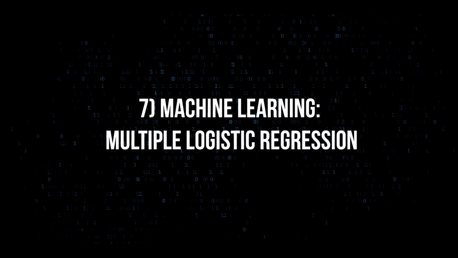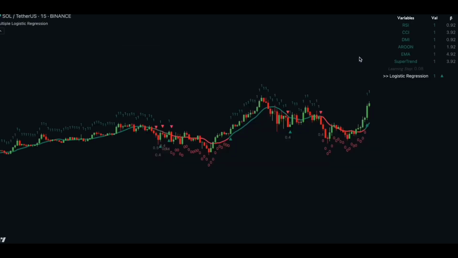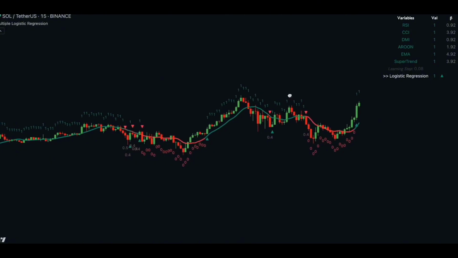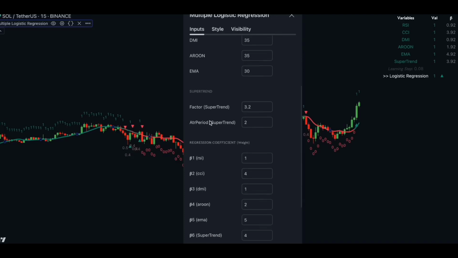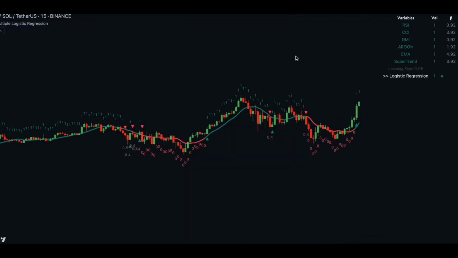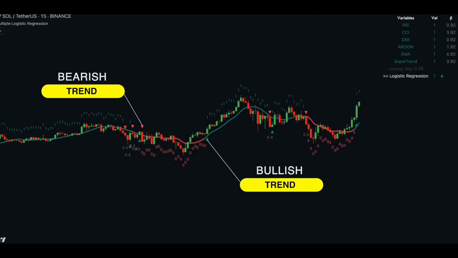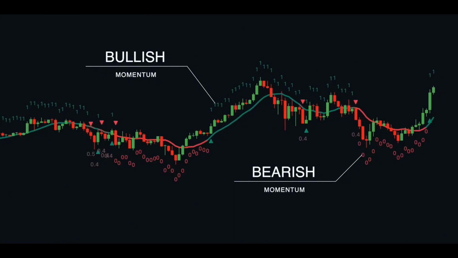Let's begin with indicator number 7, Machine Learning, Multiple Logistic Regression by Van Helsing. This powerful script uses multiple technical indicators, such as RSI, CCI, DMI, ARUN, EMA, and Supertrend, as input variables for the logistic regression model. These indicators are normalized to create categorical variables, providing a consistent scale for the model. The logistic regression model predicts the probability of a binary outcome, with values closer to 1 indicating a bullish signal and values closer to 0 indicating a bearish signal.